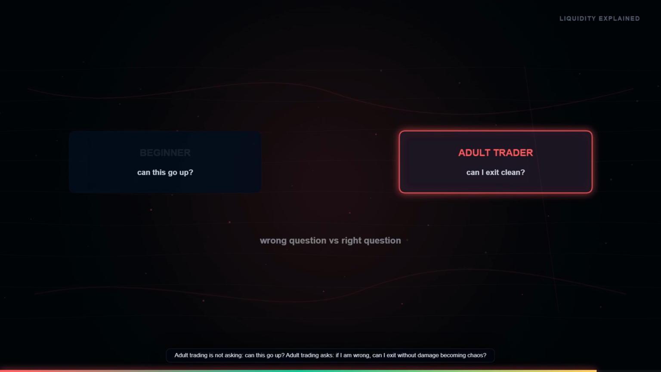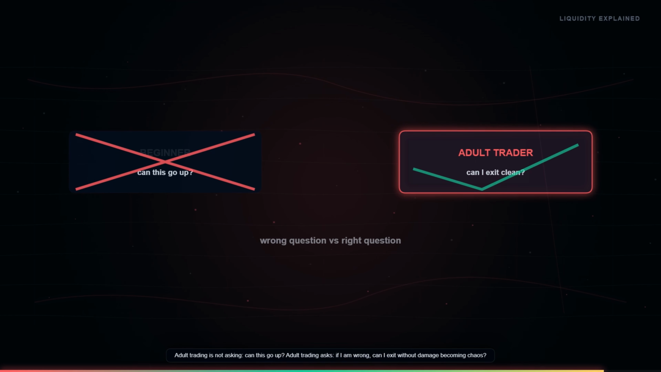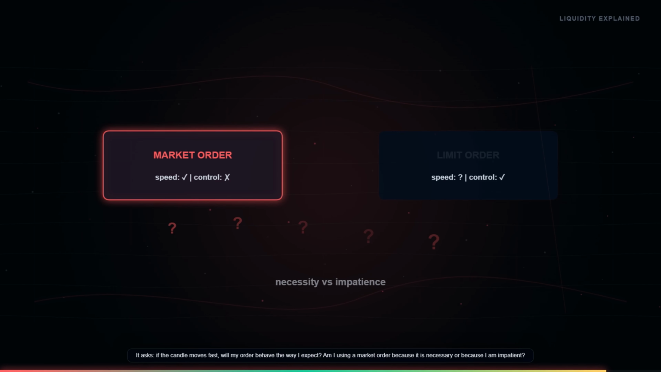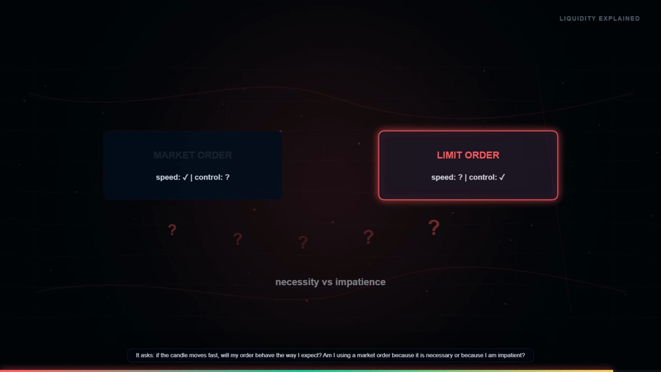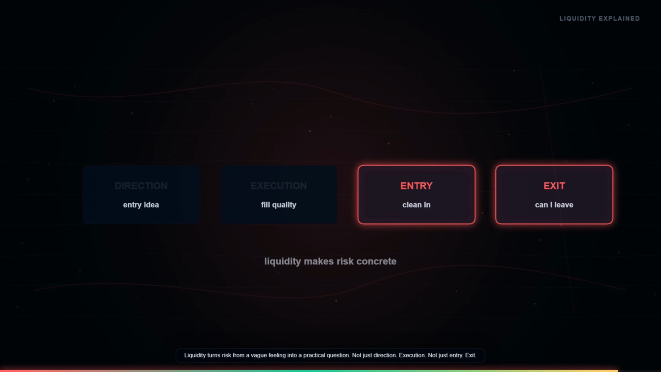Adult trading is not asking, can this go up? Adult trading asks, if I am wrong, can I exit without damage becoming chaos? It asks, if the candle moves fast, will my order behave the way I expect? Am I using a market order because it is necessary or because I am impatient? Liquidity turns risk from a vague feeling into a practical question. Not just direction, execution. Not just entry, exit.